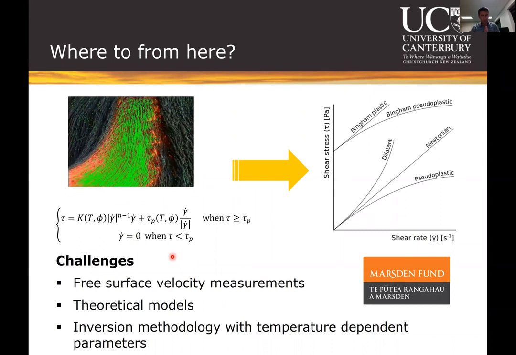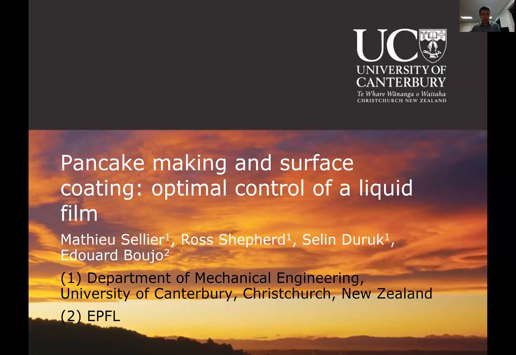We recently obtained a Marsden grant from the New Zealand government to expand this work. Obviously the rheology of lava is more complicated than what I've described before. In fact, it's often described with a Herschel-Bulkley rheology, whereby there is a yield stress in the lava. On top of this yield stress, we also have the fact that the consistency factor and the yield stress are functions of the temperature and the composition. So what we're aiming to do is take field measurements of the velocity and deduce rheological parameters. This is work in progress.